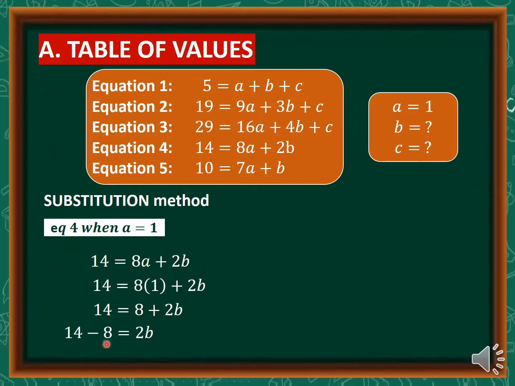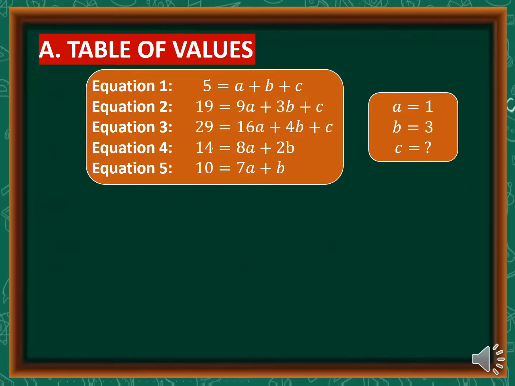14 minus 8, we have 6. 6 is equal to 2b. Now, para ma-solve si b, let us divide both sides by 2. And dividing both sides by 2, makakancel natin si 2. The answer will be b is equal to 3. 6 divided by 2, that is equal to 3. So, therefore, may value na tayo ng b, and that is positive 3.